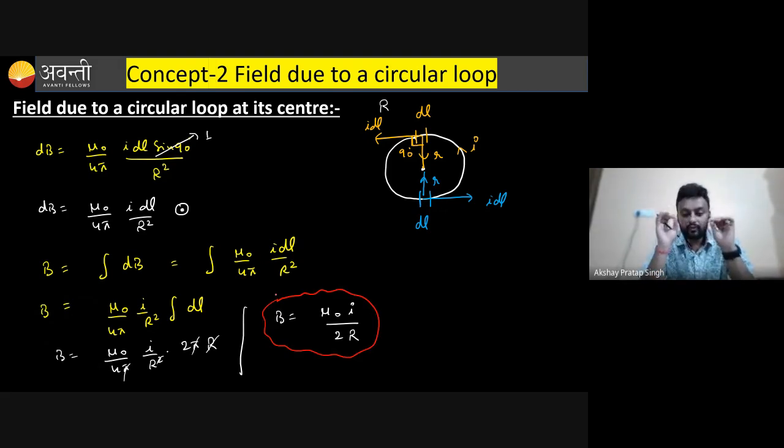Try to note down the formulas because these are very essential. Mu naught I over 2R. What is mu naught? Mu naught is the permeability of free space. Clear? Moving further.